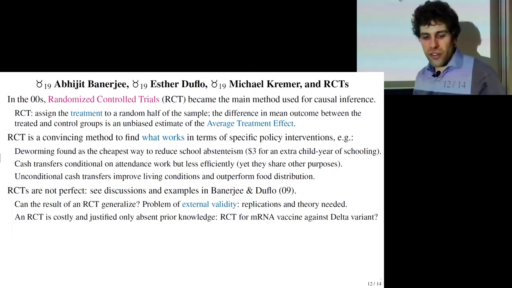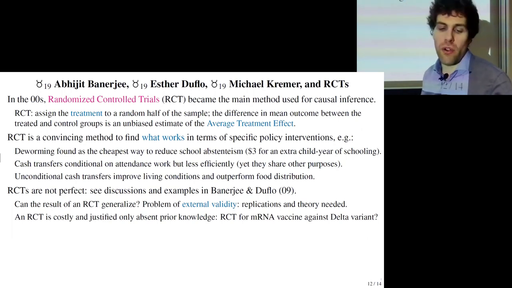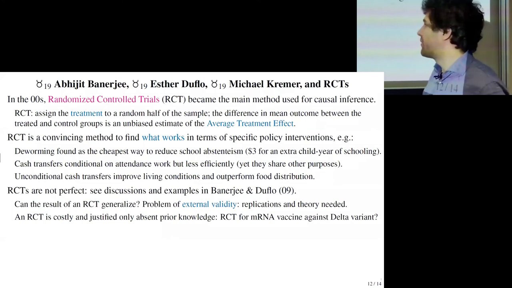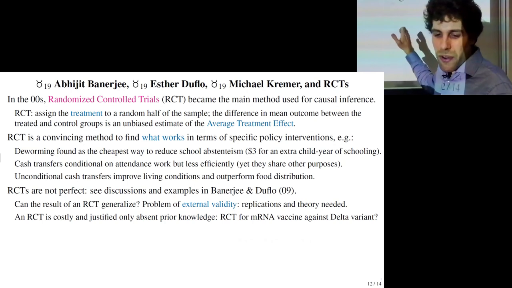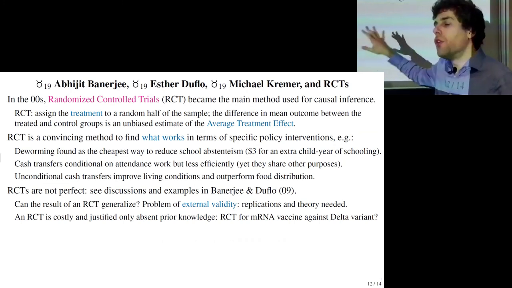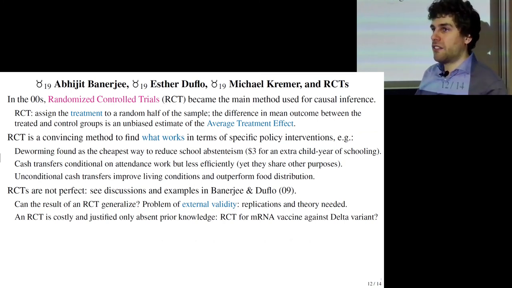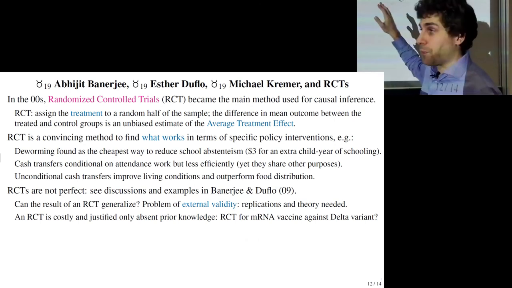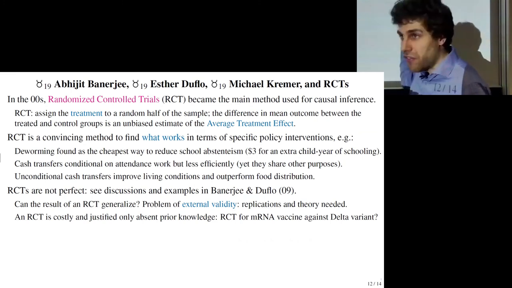Another issue is that an RCT is costly, and it is justified only when we don't have prior knowledge about the topic. I'm going to take a controversial example. Do we need an RCT for an mRNA vaccine against the Delta or Omicron variant? I don't know about this topic, but imagine that the science of mRNA vaccines is very well known, and that we have already seen with an RCT that there are no concerning side effects of the vaccine against the Alpha variant.